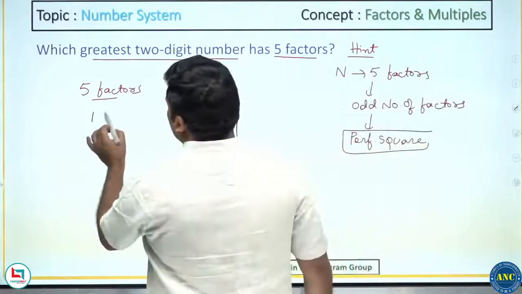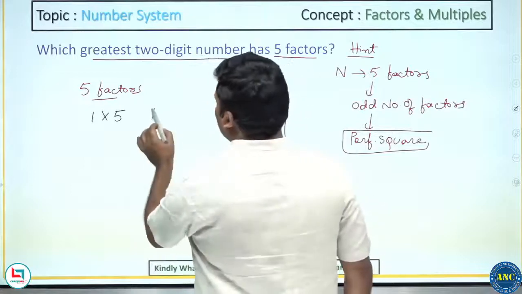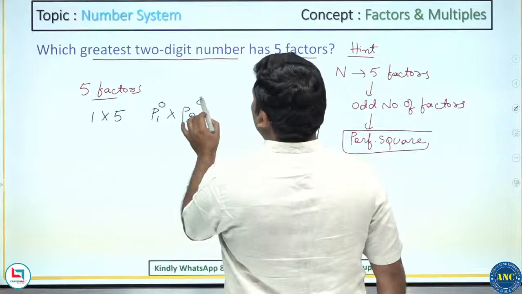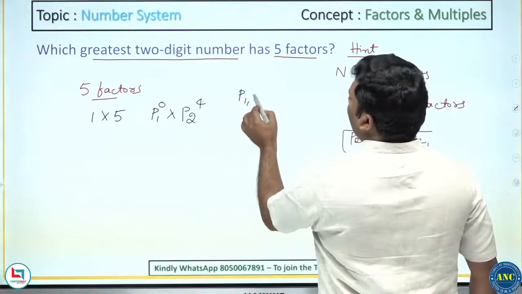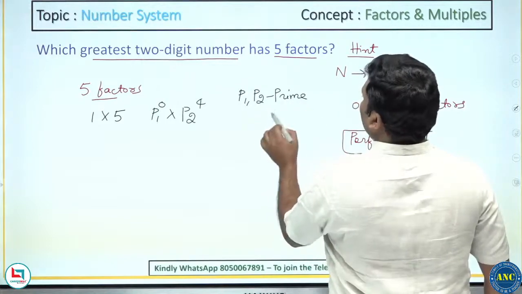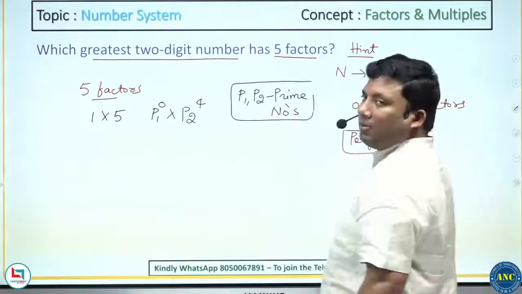5 factors are there, so 1 into 5. You cannot decompose it further. P1 power 0 into P2 power 4. What are P1 and P2? P1 and P2 are prime numbers.